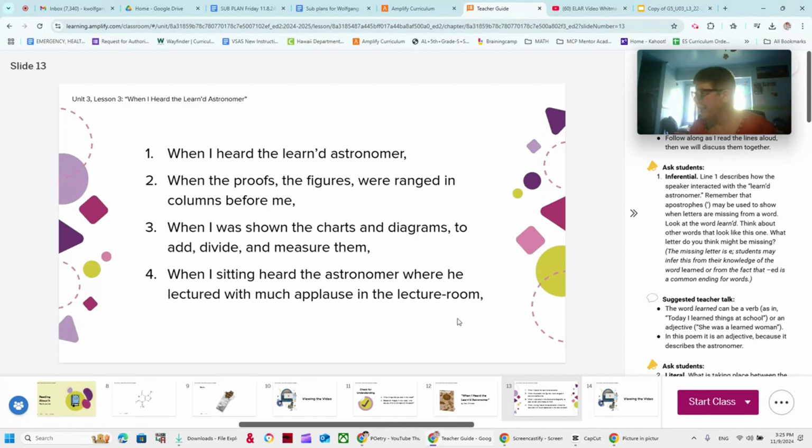Okay, that's just the beginning of the poem. If you're looking at the poem on page 27, that's just the first half of the poem. And let's just talk about the first half of the poem, the first 4 lines.